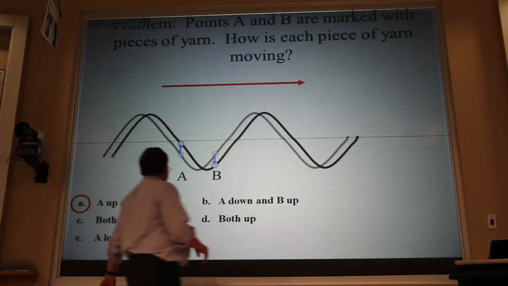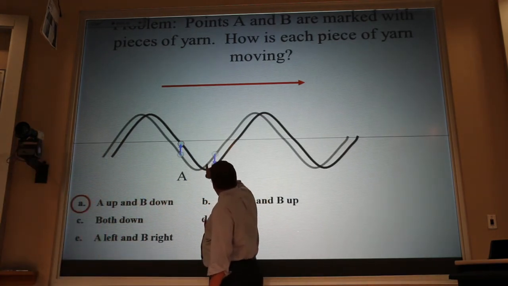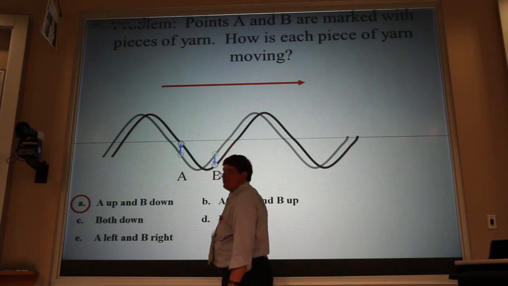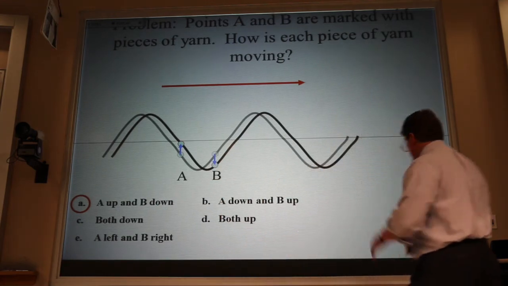So, in other words, this is right in front of that point, so it has to go there, because it's all moving that way.